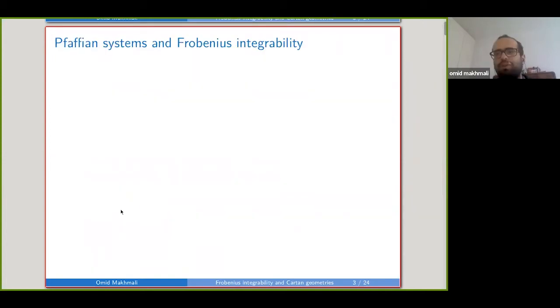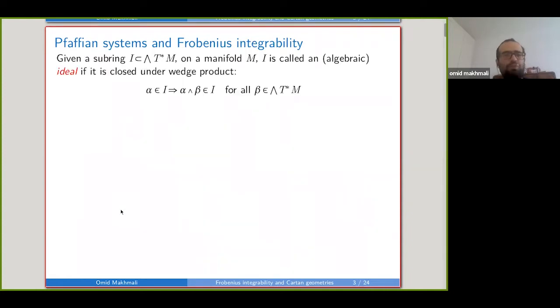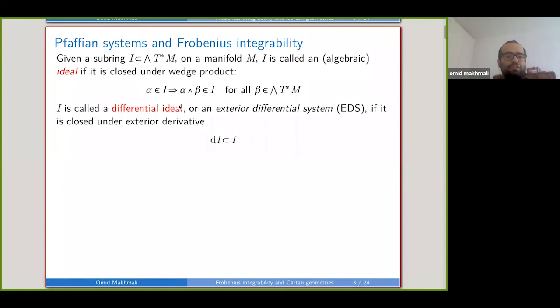All right, so let's start with some basic definitions and the main theorem, the Frobenius theorem. We start with a subring in the ring of exterior differential forms on a manifold. And this subring is called an ideal, or algebraic ideal, if it is closed under the wedge product. We're going to exclude zero degree forms, which are functions. So if we have a K form, then the wedge of that K form with any other form also belongs to our ideal.